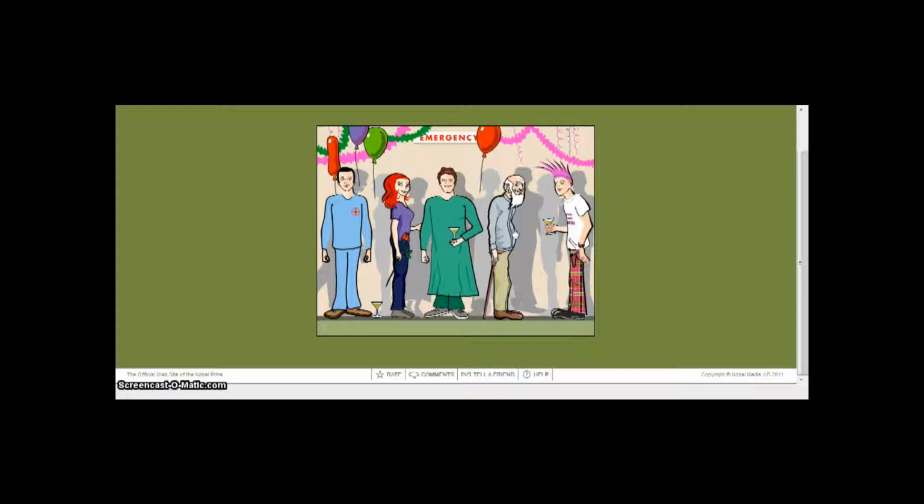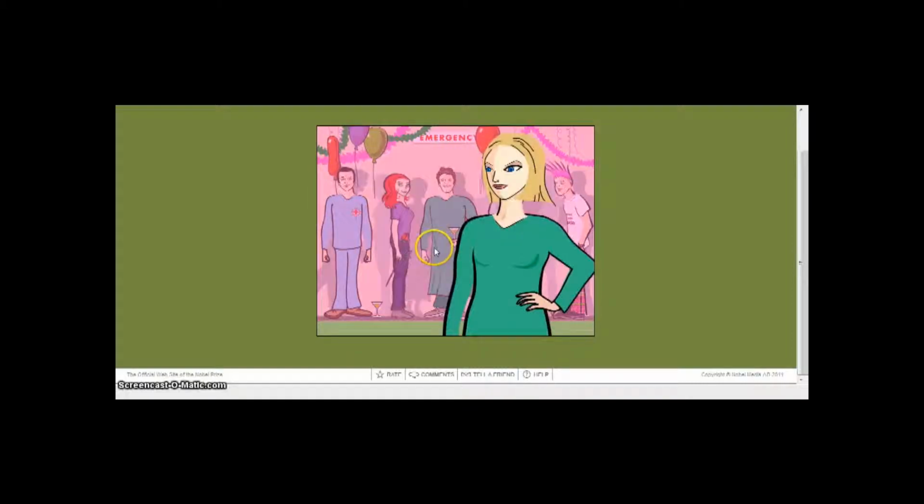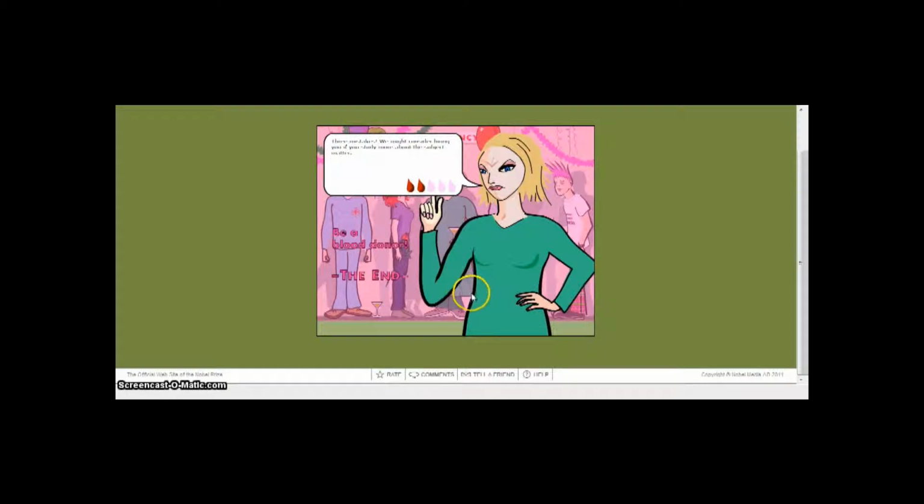And now you are in the emergency room party for whatever reason. And now the mean nurse comes back and tells me I made 3 mistakes. We might consider hiring you if you study more about the subject matter. So as I go through, the fewer mistakes I get, the more positive feedback I get from the nurse at the end. And that's the end of the game.